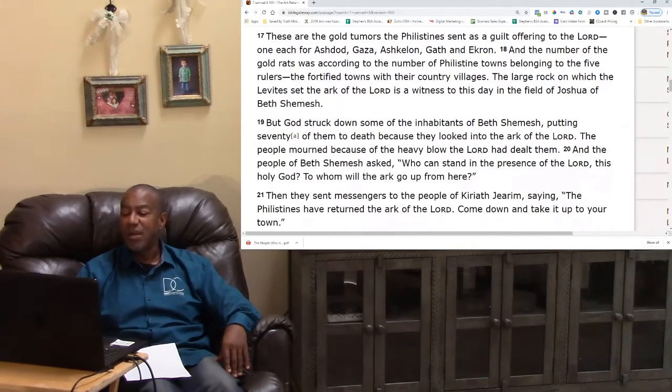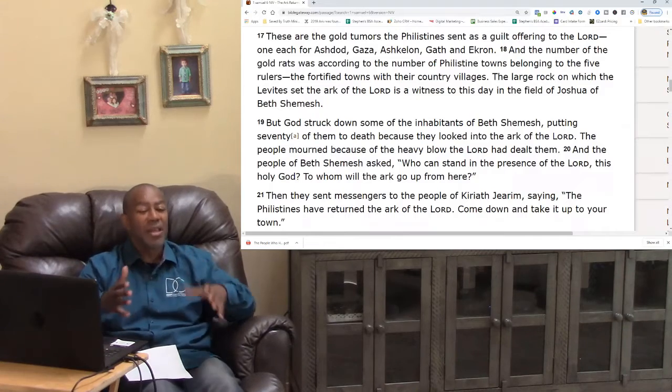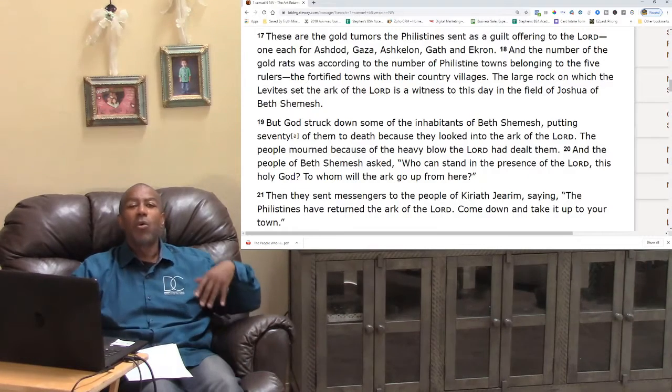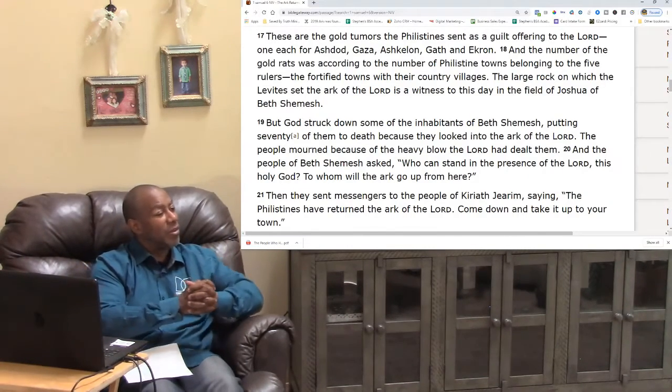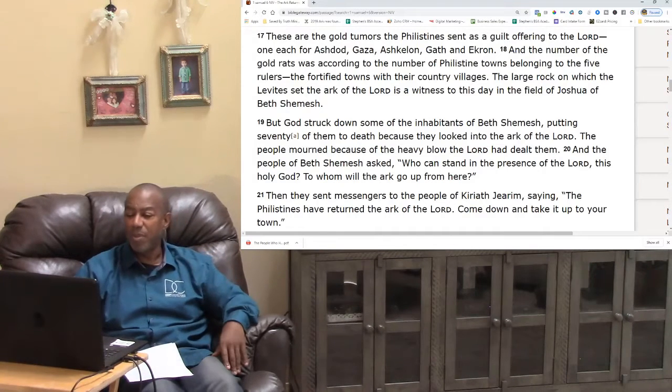But God struck down some of the inhabitants of Beth Shemesh, putting 70 of them to death, because they looked at the ark of the Lord. So these people got the ark, and they looked at the ark, and they died. That's how powerful the ark of the Lord was. What the Lord wants you to just see is how important the ark of the Lord was to the people back then. It was important to him, and it was important to the people.